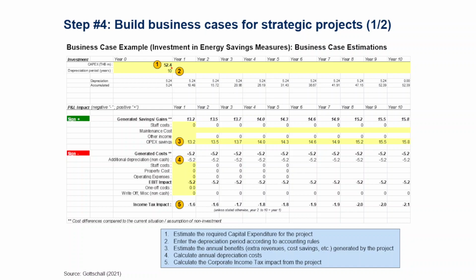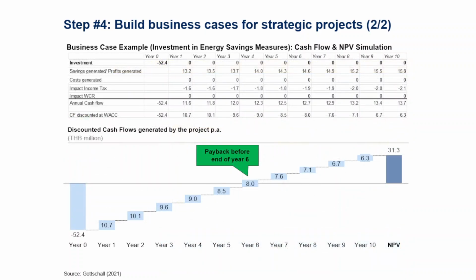And the last step here is to calculate the corporate income tax impact from the benefit that we get. So of course, we have higher savings. Therefore, we also need to pay higher tax, which we have to deduct here from the net savings. So once we have this, we can then look at the overall business case.